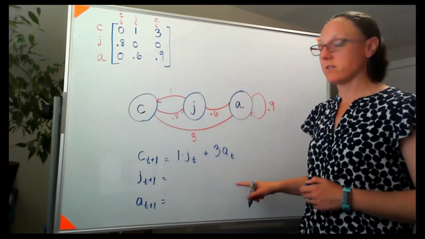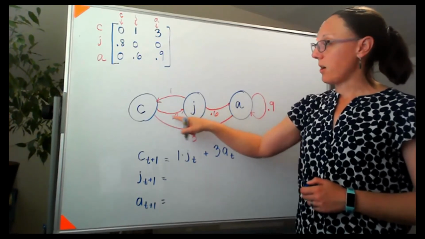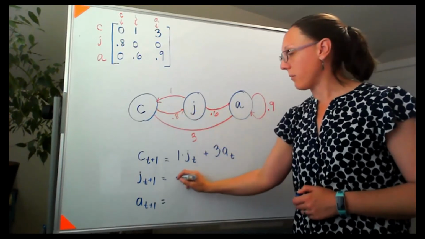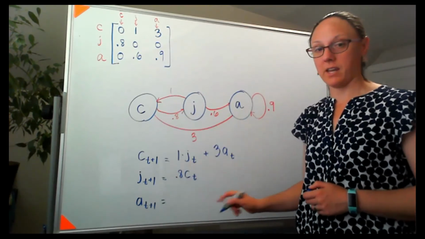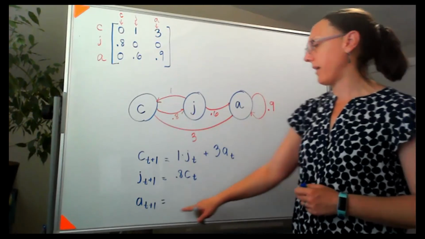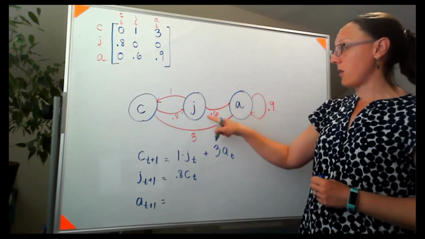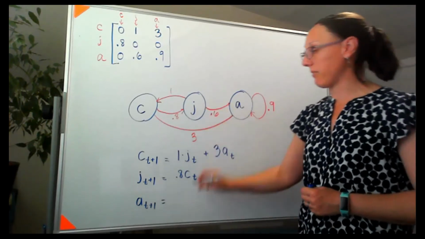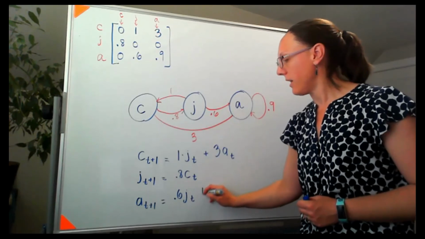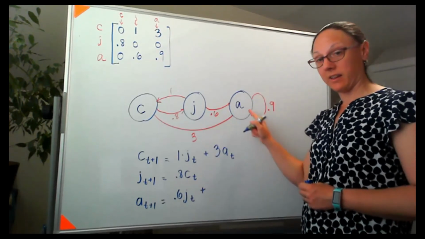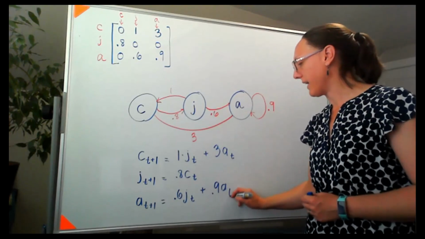For my juveniles, the only arrow coming in is coming in from my cubs, and it's 0.8 times my cubs at time t. And then for our bottom row here, I've got 2 arrows coming in. I've got a 0.6 coming from J, so 0.6 J sub t. And I've got this arrow cycling back on itself, so 0.9 A sub t.